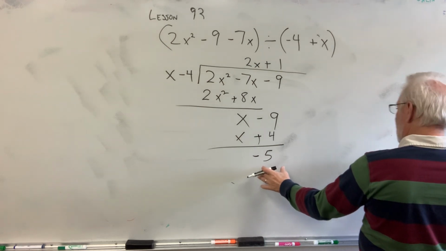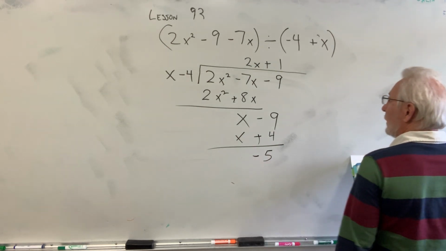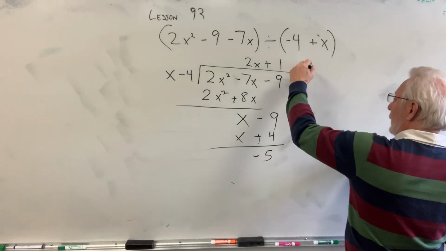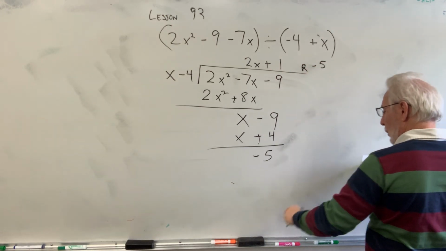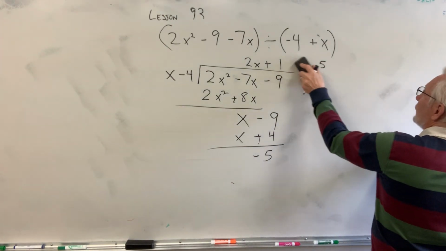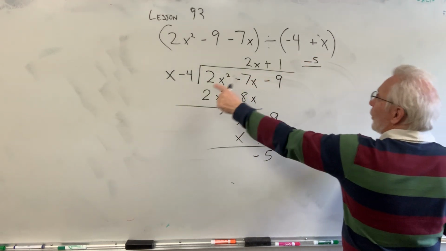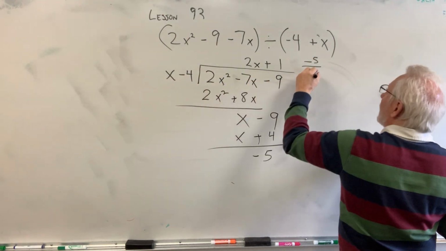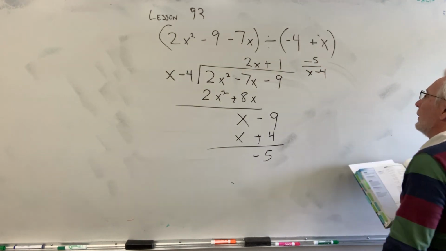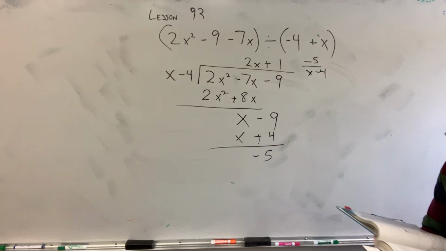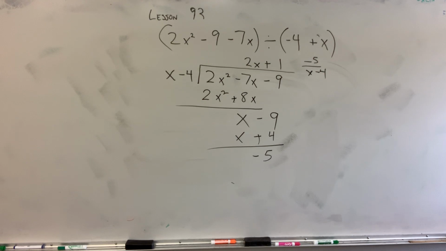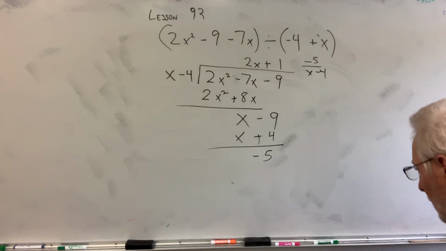Now, this is my remainder, but we don't do remainder negative 5. We're too old for that. So we turn it into a fraction, just like we did before. We get negative 5 over x minus 4. So that is the remainder that goes in there. All right, you want to try one of those? Let's try one of these.